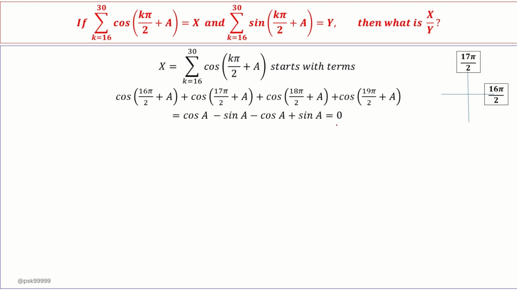So this is what we get for the first 4, and after that everything will repeat, right? Next you will get again from here: 20 pi by 2 is here, 21 pi by 2 is here, 22 here, 23 here. So it will just keep repeating.